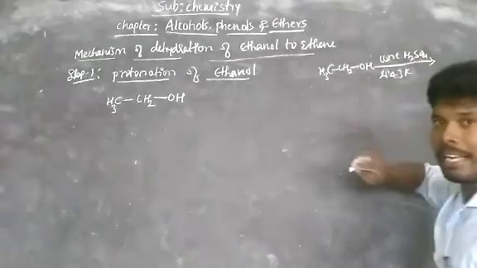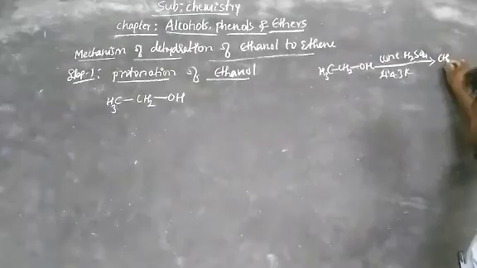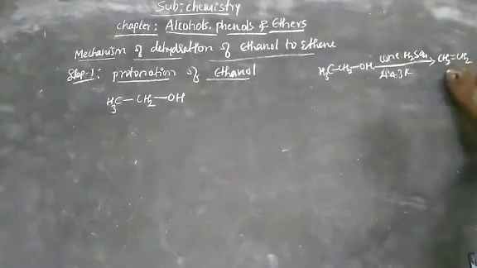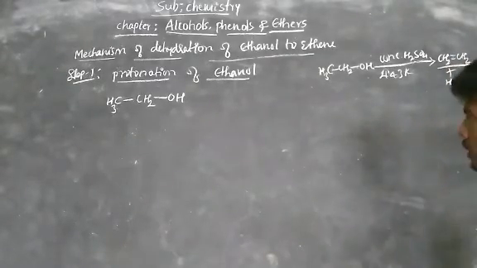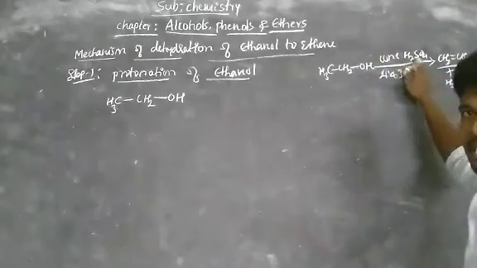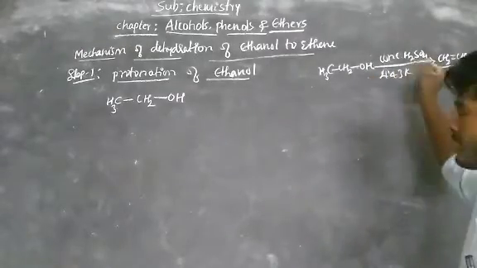So what do you get? Alkene, right? That is CH2 double bond CH2 plus water. So you get this one, the main product. Now concentrated sulfuric acid is an acid. The word itself says acid.